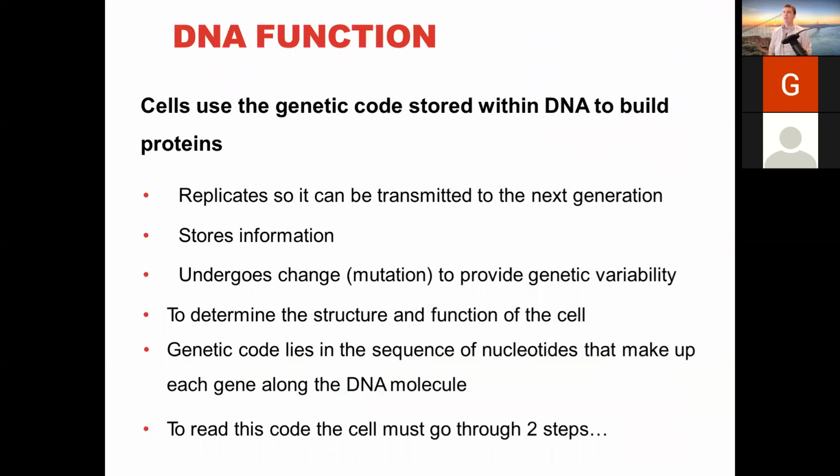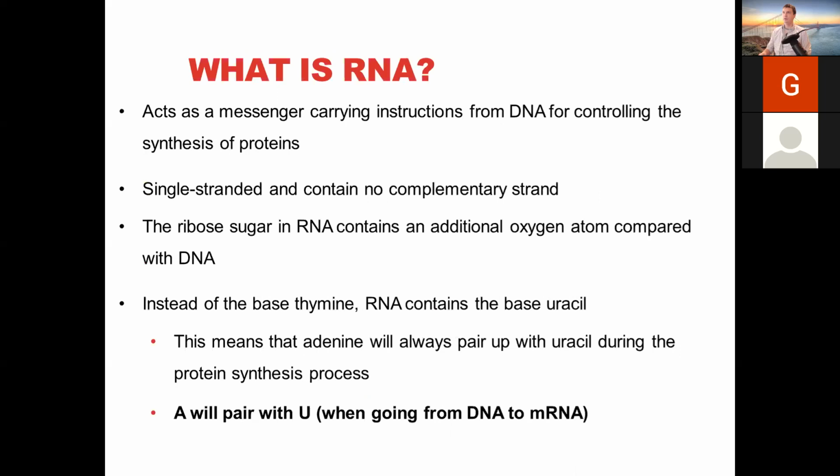So DNA function: cells use the genetic code stored within DNA to build proteins. DNA is replicated so it can be transmitted to the next generation. It stores information. DNA can undergo change or mutations to provide genetic variability and determine the structure and the function of the cell. The genetic code lies in the sequence of the nucleotides that make up each gene along the DNA molecule. So to read the code, you must go through two steps.